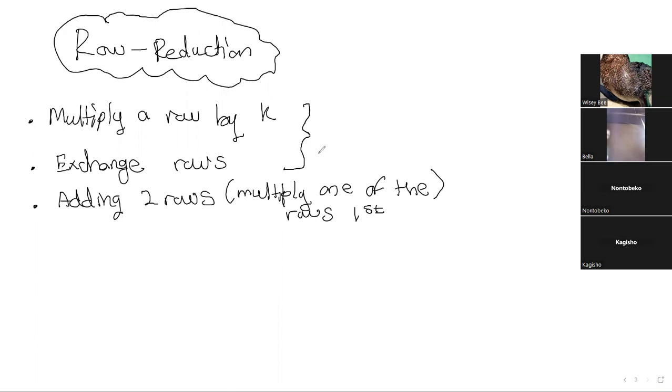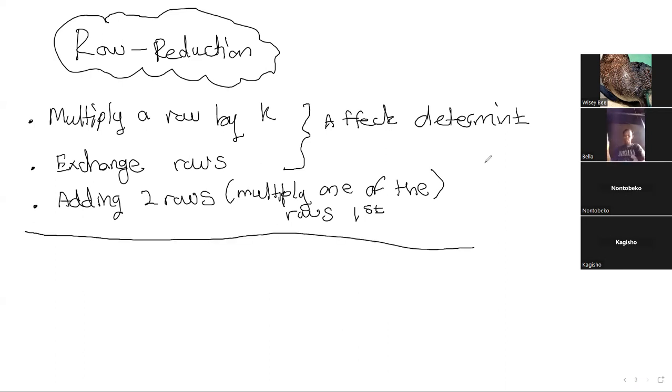These 2 affect the determinant. This one doesn't affect the determinant. When you exchange rows, you just know the determinant will be affected. Let's say I'm gonna use an elementary matrix. Yeah, I'm gonna use the matrix I.